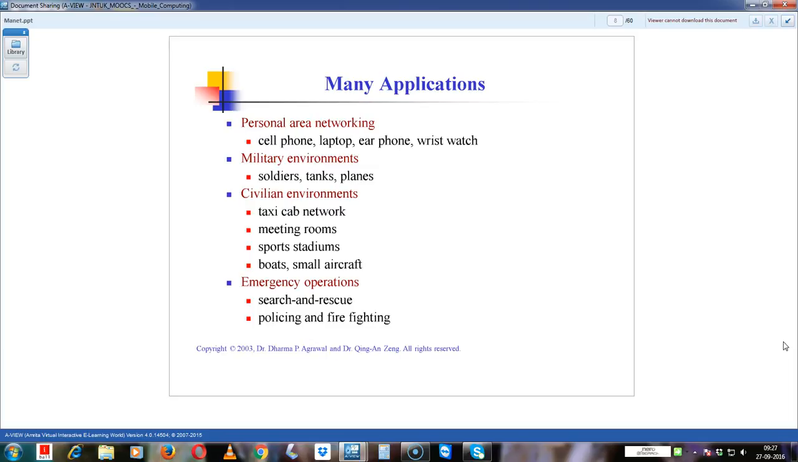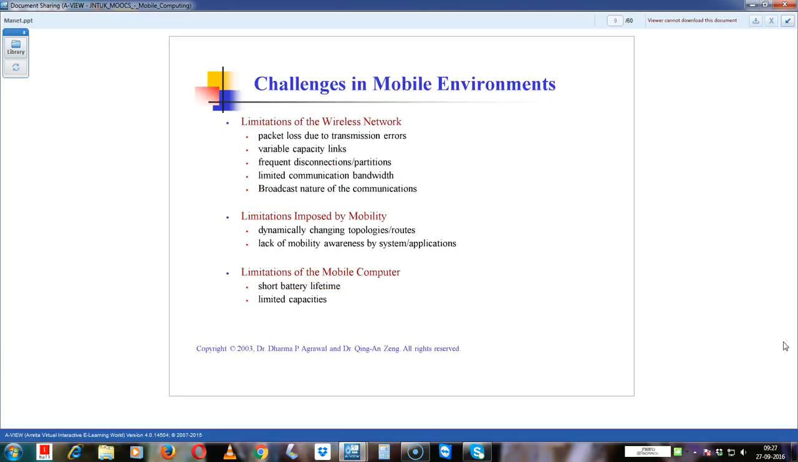Boats, small aircraft, emergency operations like search and rescue, policing and firefighting. These are some areas where we basically use ad hoc networks. These are some basic applications where we can use ad hoc networks.